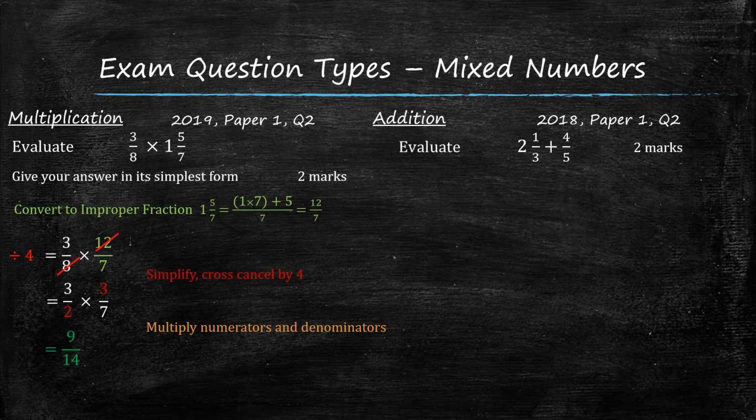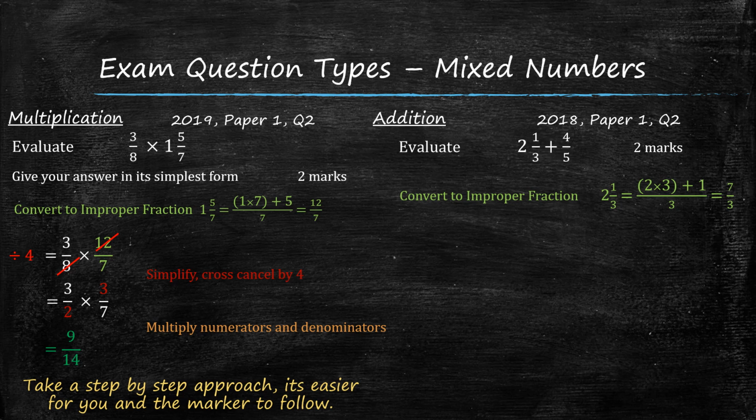Evaluate 2 1/3 plus 4/5. Now this is a fraction addition question. Again, our first step is to convert mixed numbers to improper fractions. So we have 2 1/3. Let's convert that to an improper fraction. So it's 2 times 3 plus 1, which is 7/3. Okay, so this gives us 7/3 plus 4/5.